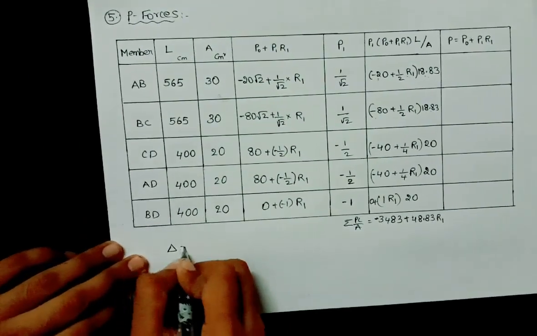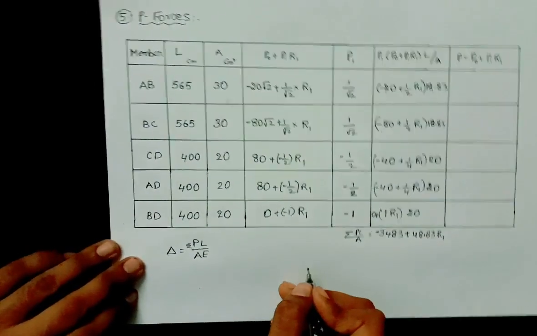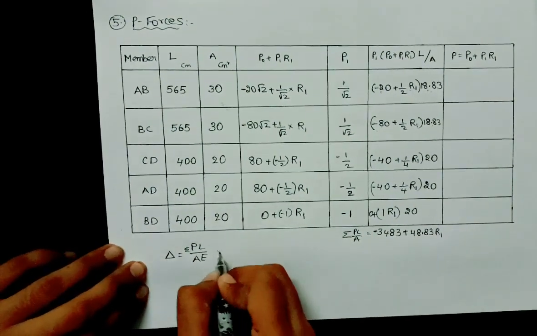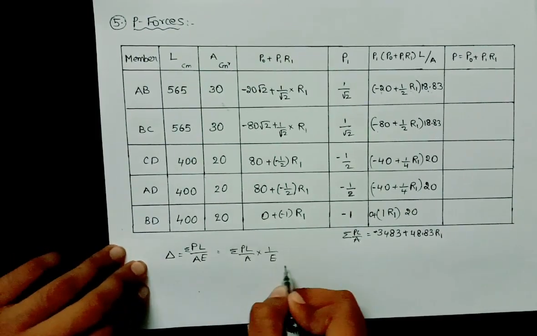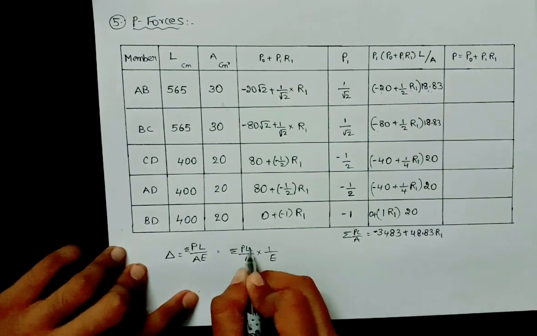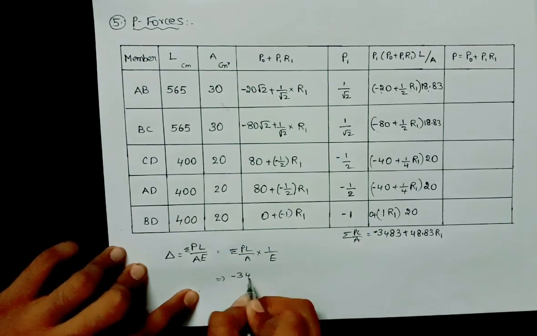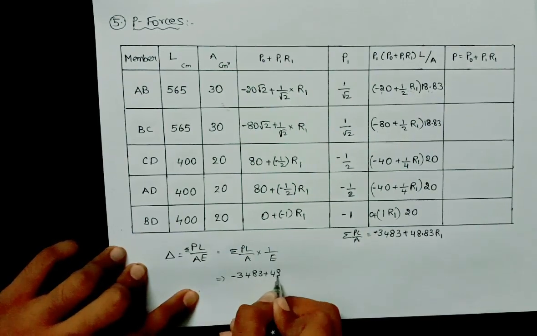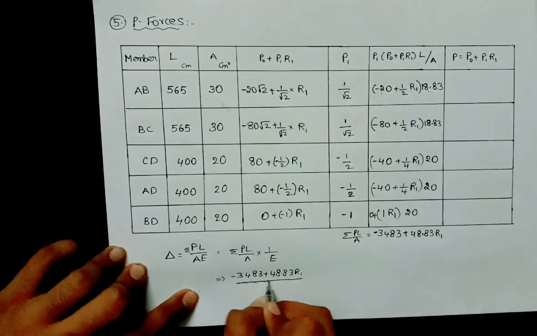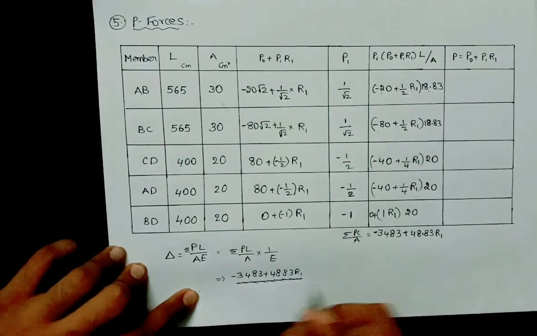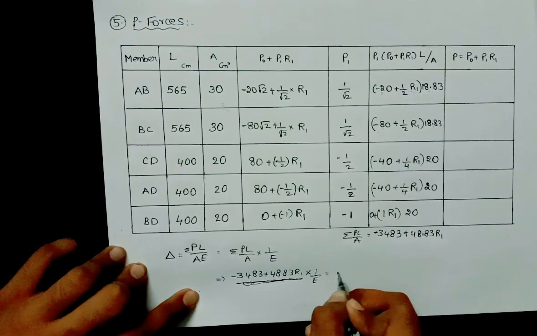We know that delta equal to sigma PL by AE. Now from this you separate sigma PL by A into 1 by E. I have separated the 1 by E value. So sigma PL by A value we have obtained here. I am substituting minus 3483 plus 48.83 R1. The whole value is PL by AE, there won't be any division here, into 1 by E equal to delta.